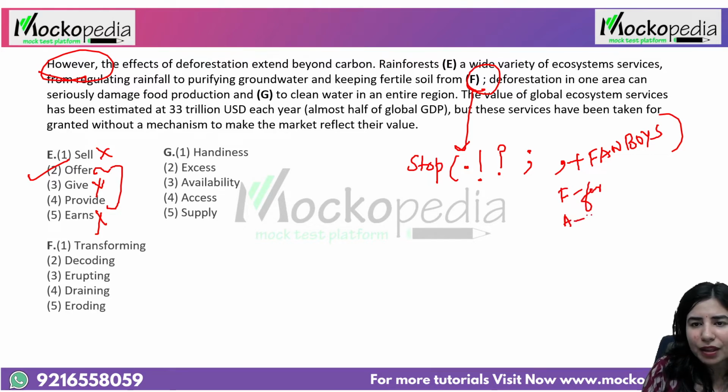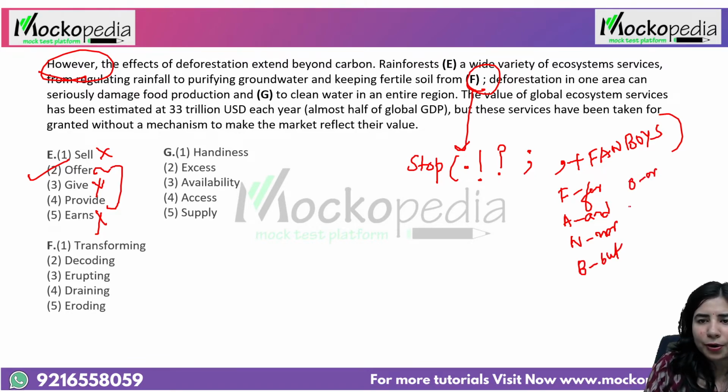For, and, not, but, or, yet, and so. See, these are FANBOYS. So these combinations are used as stop punctuation. Stop punctuation matlab to separate two complete ideas, right?